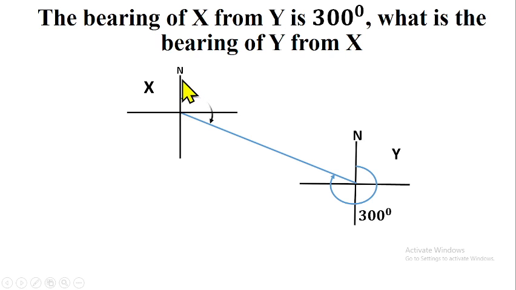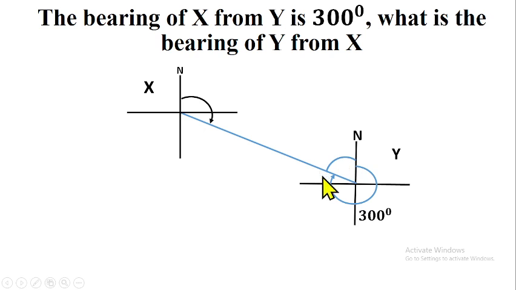Yes, from the north to this line here. That's what we are looking for, because this is a 3-digit bearing. Then how can we get the angle there? It's very simple. There are two ways we can do it, but the fastest way is to get the angle that is here, on the left over here, and that will be alternate to this angle that is here.